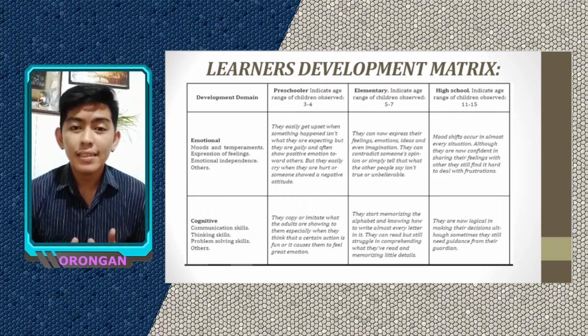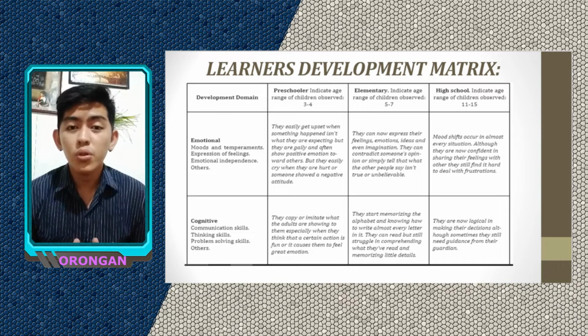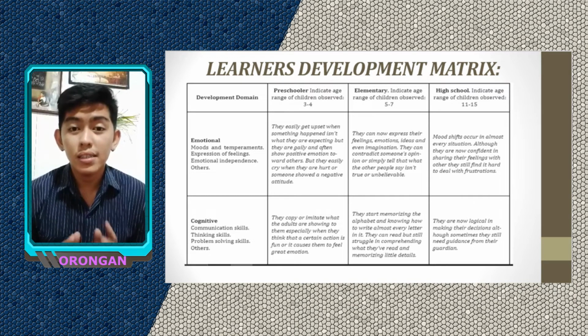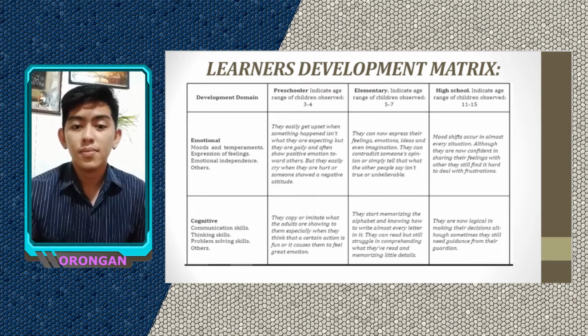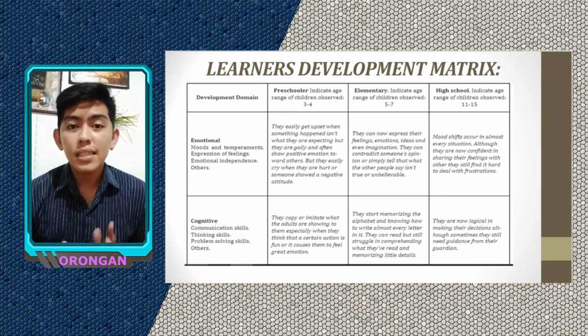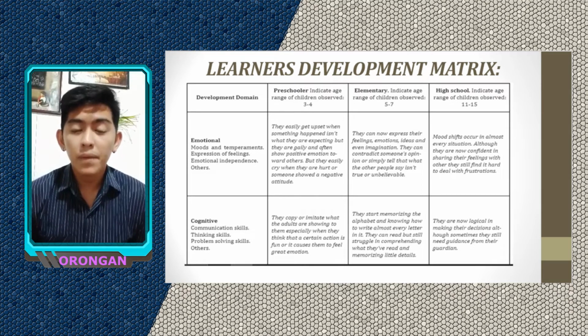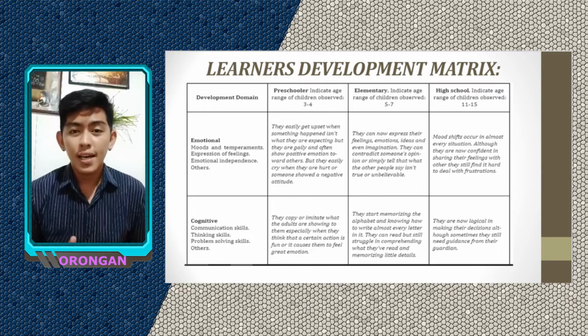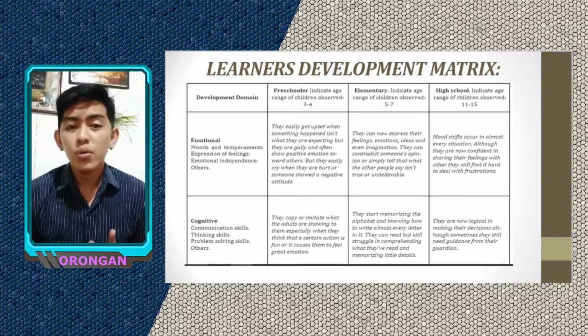Then, the elementary naman, they start memorizing the alphabet and knowing how to write almost every letter in it. They can read but still struggle in comprehending what they are reading and memorizing little details. So usually these are the grade 1, grade 2, or grade 3.